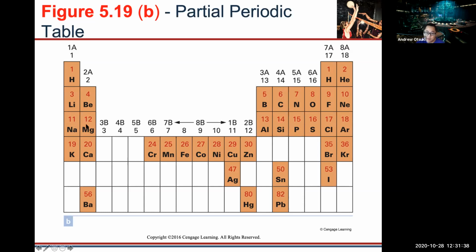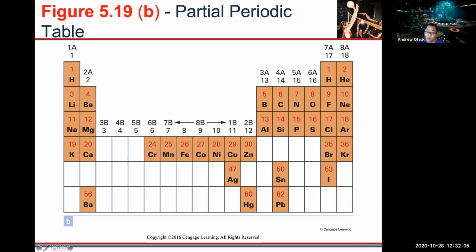Sodium, magnesium, very very important metal elements, aluminum, silicon, phosphorus, sulfur, both very smelly compounds, chlorine, argon. Argon gas is actually part of our atmosphere in very small amounts. Potassium, very important, found in bananas. Calcium, also very important.